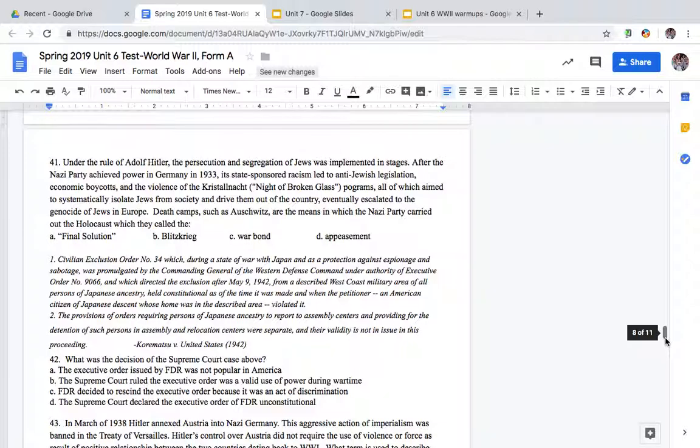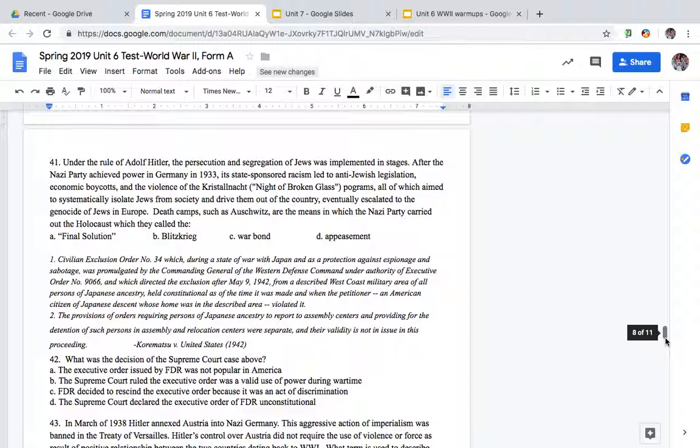Number 41. Under the rule of Adolf Hitler, the persecution and segregation of Jews was implemented in stages. After the Nazi Party achieved power in Germany in 1933, its state-sponsored racism led to anti-Jewish legislation, economic boycotts, and the violence of Kristallnacht, or the Night of Broken Glass, all of which aimed to systematically isolate Jews from society and drive them out of the country. This eventually escalated to the genocide of Jews in Europe.